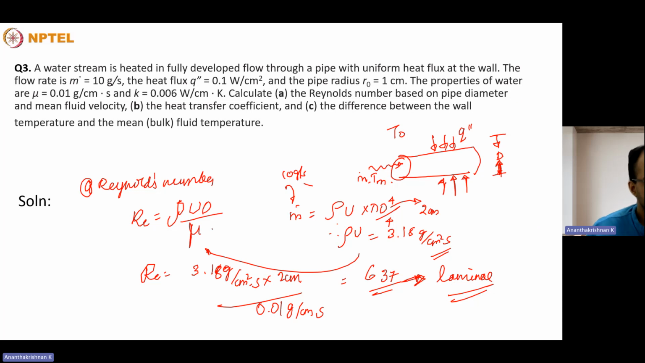So we first establish that the flow is laminar. For that, we require the Reynolds number, and we find that the value is well within the range of the transition Reynolds number.